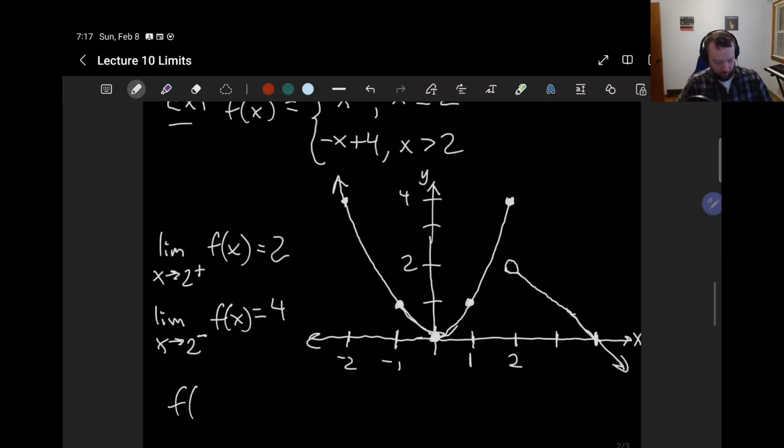And while we're at it, what is f of 2 itself? Well, that would be this filled in point here, 4.